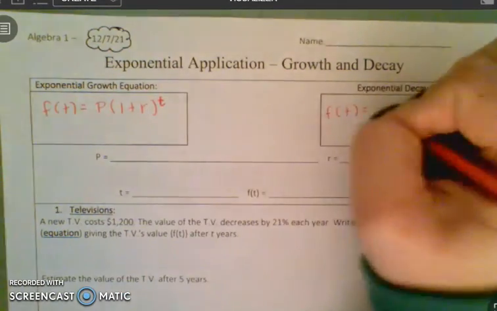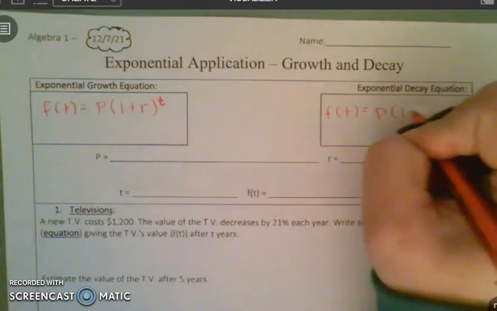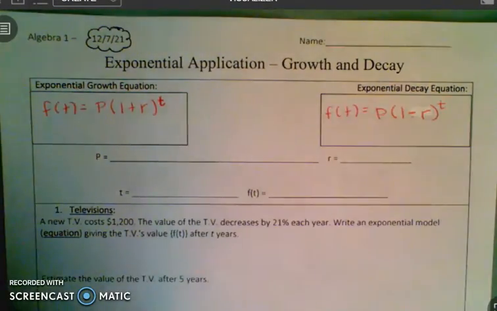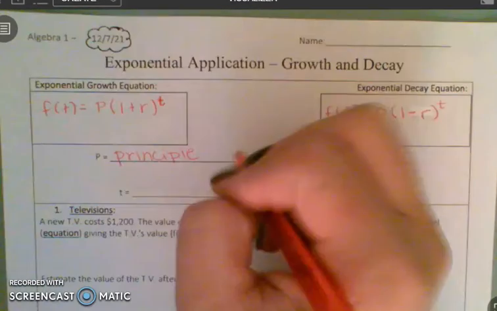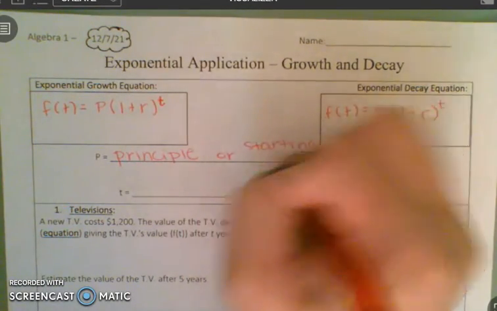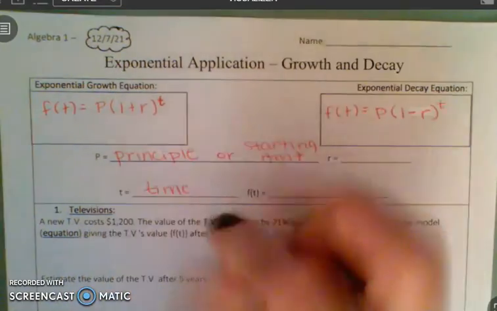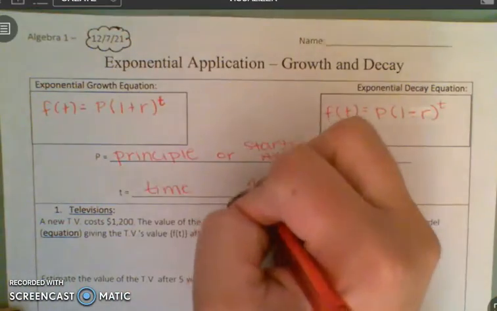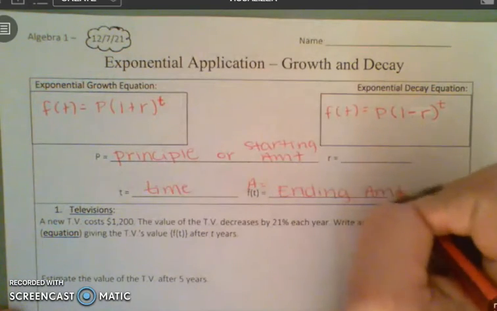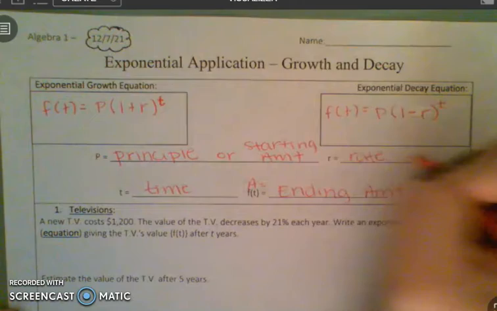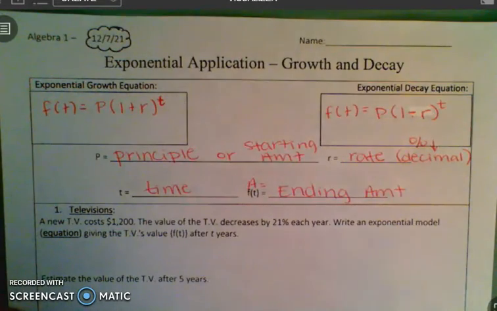So F of t equals P(1 minus r) to the t. The P is going to be what's called the principal, or you can think about it as your starting amount. The T is going to stand for time. And the F of T, which is right here, you can also think about as A equals, sometimes it says A equals, and that's your ending amount. The R is your rate, but you have to write it as a decimal. So a lot of times you're going to have to convert a percent to a decimal.